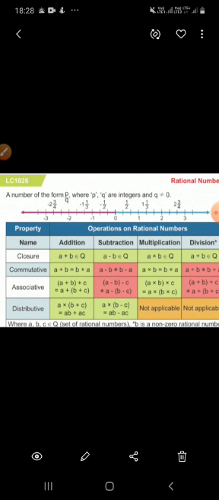Happy learning, and we will use these properties in our exercise 1.1. So you can upload the NCERT page, chapter 1, exercise 1.1, and try to solve some of the questions from it. Thank you.